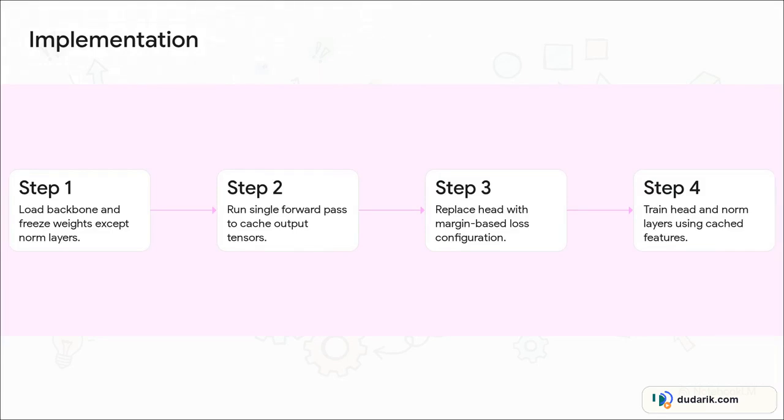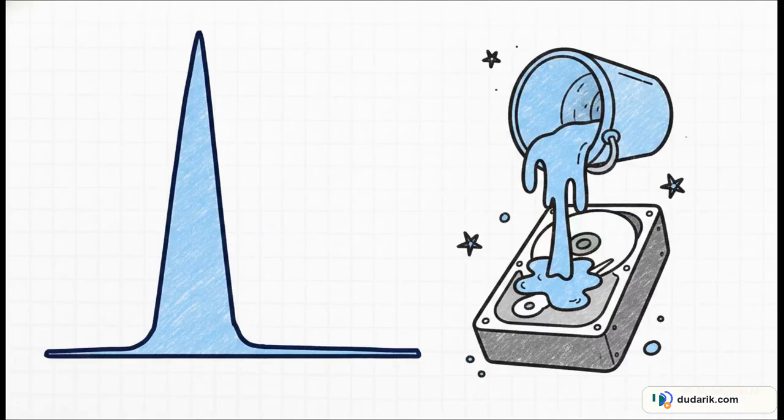Step 1, load your pre-trained backbone and freeze every single weight except for the normalization layers. Step 2, run a single forward pass across your training dataset and cache the output tensors. Step 3, rip out your standard classifier head and replace it with the margin-based weighted loss configuration. And Step 4, just train the head and those normalization layers using your freshly cached features. It is incredibly straightforward.